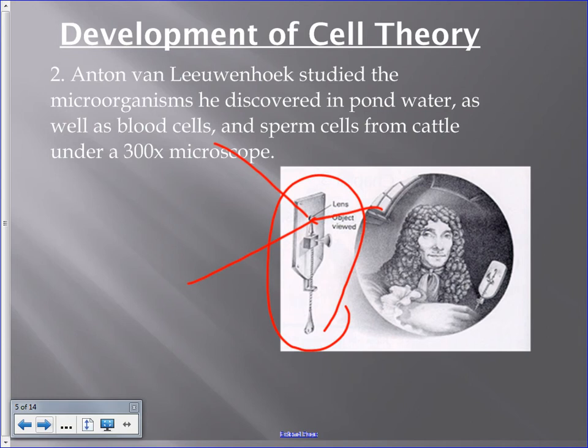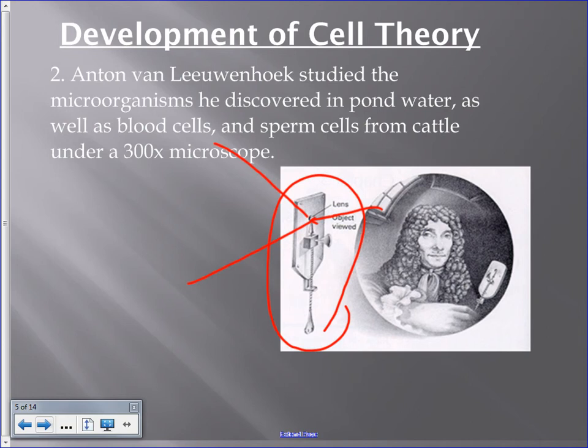But it worked good enough for him. He was able to see living cells. He was the first person to look at living cells. Hooke's cells were all dead. This was living cells. He could see that they functioned. He could watch what they did. He could see how they reproduced, all of that kind of stuff.